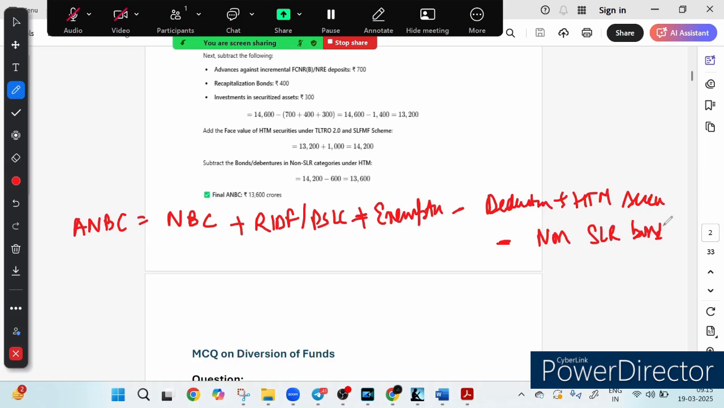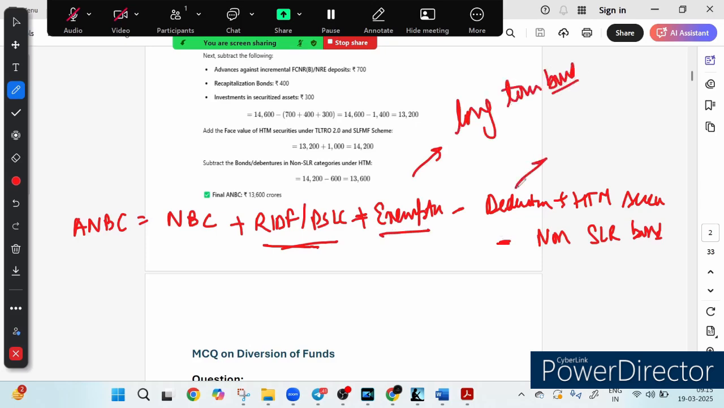So the key components here are RIDF and PSLC. These are added. Remember, RIDF and PSLC are added. Long-term bond for infra and affordable housing are added at exemptions. So this exemption includes long-term bond, which is given for infrastructure and affordable housing.